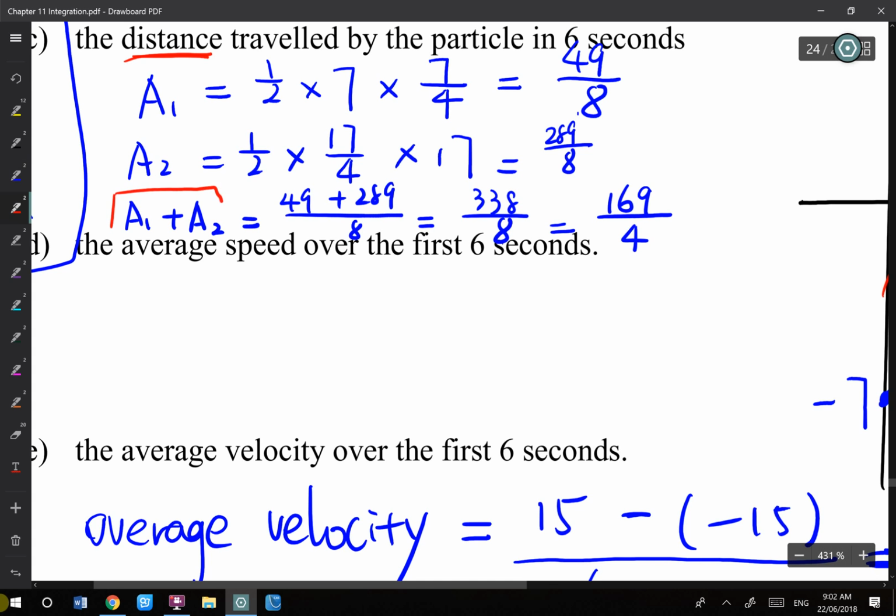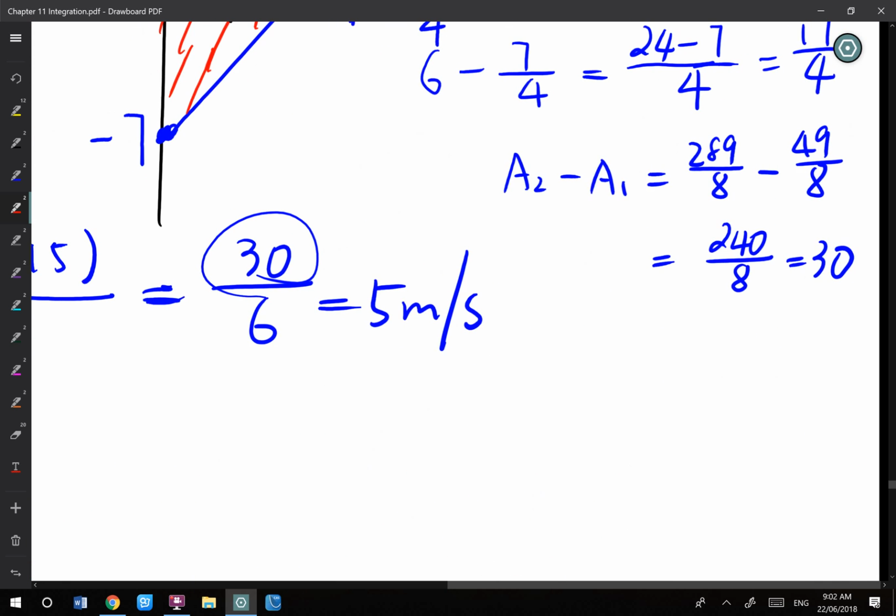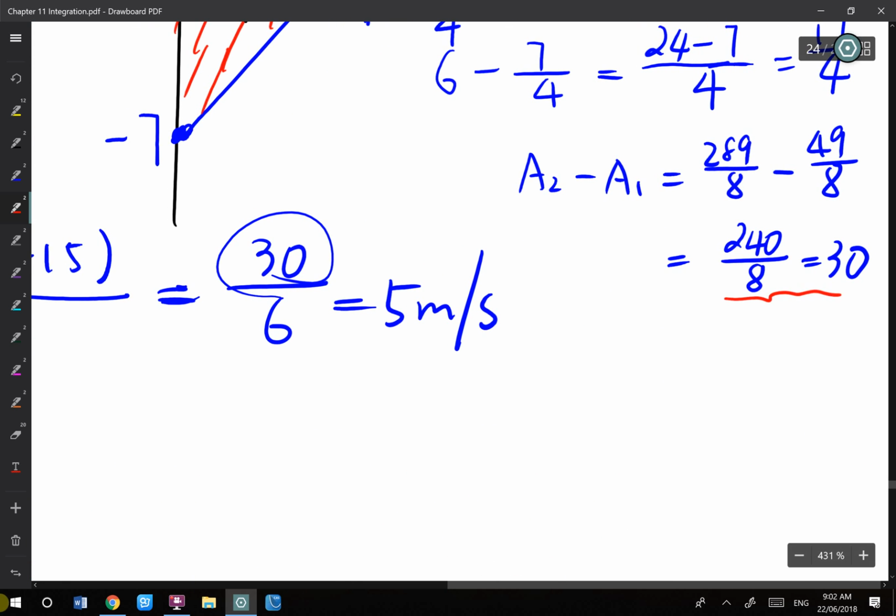Okay, we're adding a1 and a2. That should give me the distance. If we subtract that, that should give me displacement. Okay, this one is displacement.